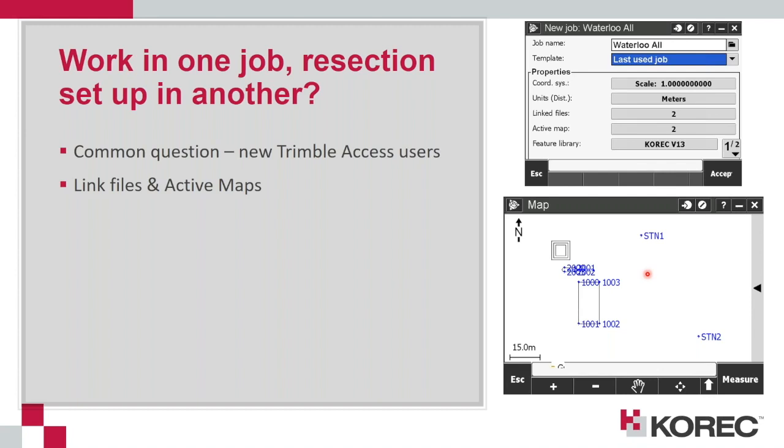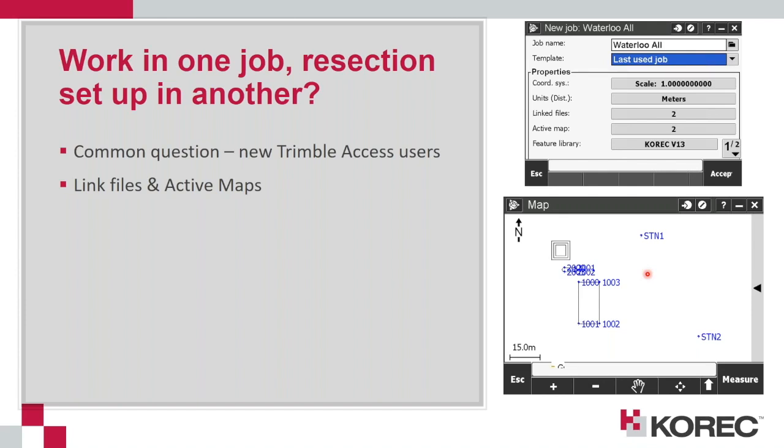However, we do understand that users, particularly those more familiar with other manufacturers' equipment, might want to use different jobs and move between them during their site work. With Access, this normally means a new station setup needs to be completed each time a new job is opened, and that can be a little inconvenient time-wise, particularly if you've got to walk to visit the control.